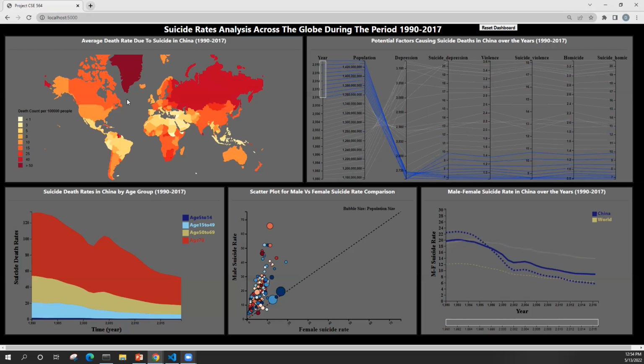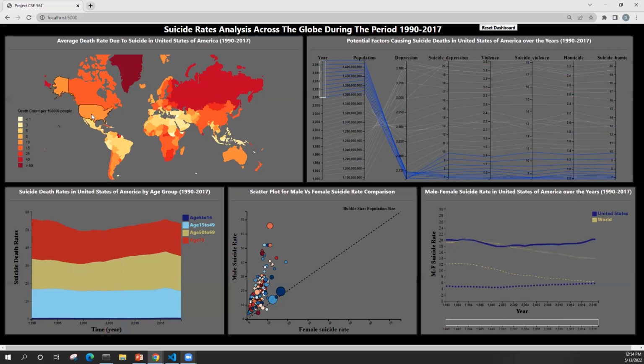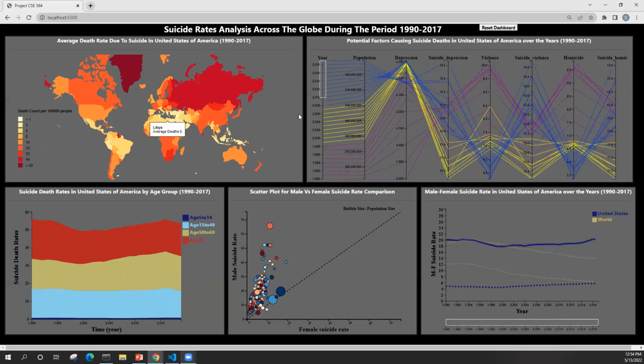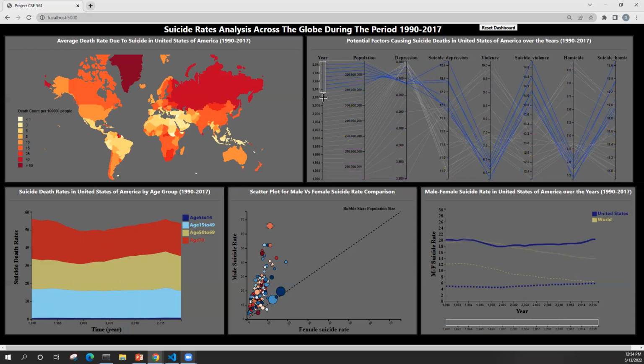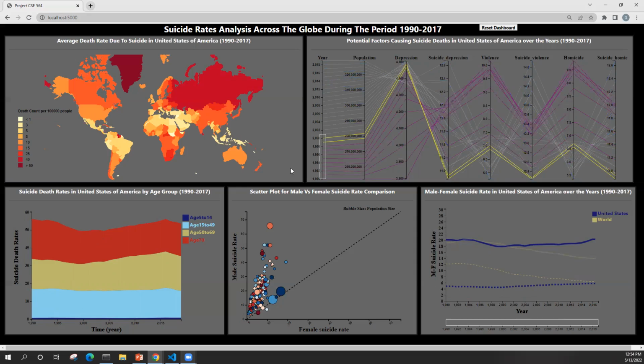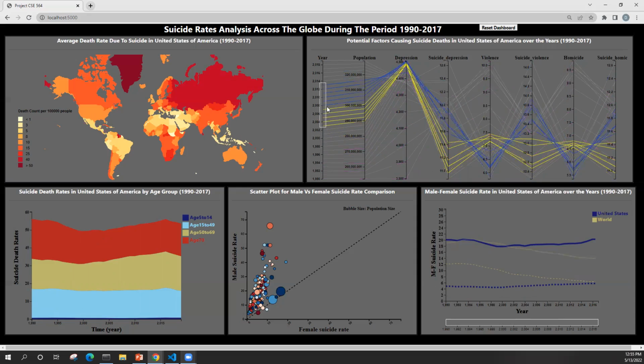Now moving on to the third nation, that is the United States. Now every map is updated with respect to the United States. For the United States, we can see that the depression and suicide rates were negatively correlated earlier. And as we move along, the depression rate increased a lot, and the suicide rates were also increasing.